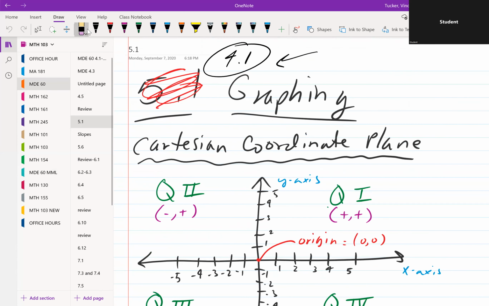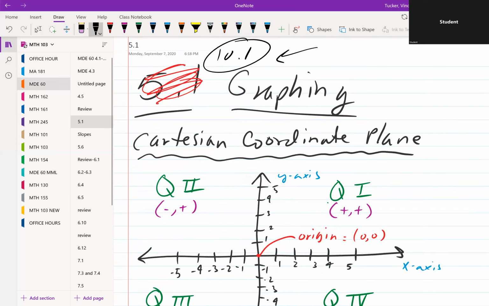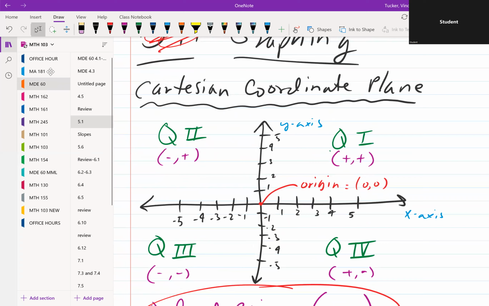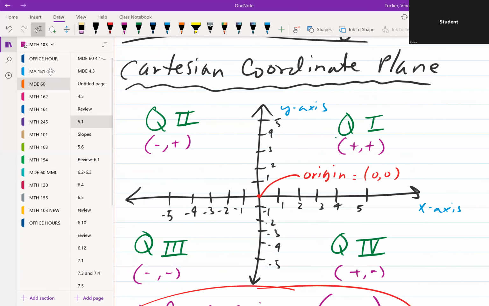All right, so let me erase. This is 10.1 for us. We're starting off with graphing. And so that's the coordinate system that we're going to use, the rectangular coordinate system or the Cartesian coordinate plane. Both of them are the same thing, just different names.